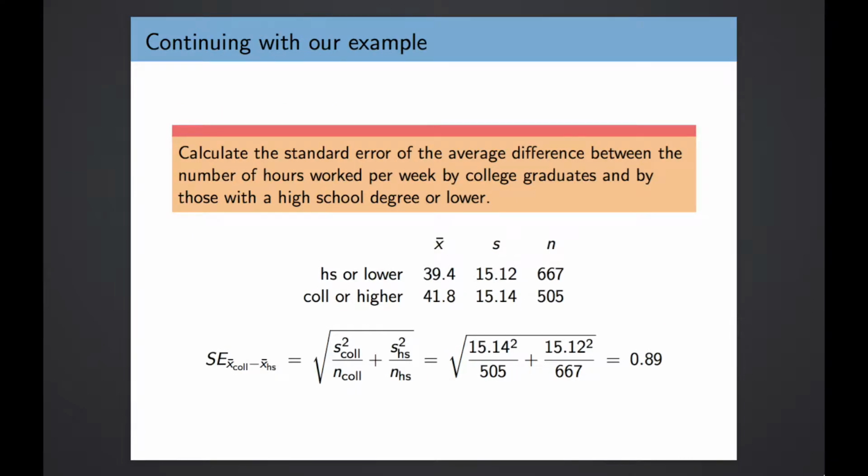So let's calculate that standard error using the data from the example that we've been working with. So our two groups are people with a high school degree or lower and people with a college degree or higher. We're going to take the standard deviation for the first group divided by the sample size for the first group, plus the standard deviation for the second group divided by the sample size for the second group, and take the square root of that entire quantity. So you can see how this is worked out. We take the standard deviations squared in the numerators of these terms and the sample sizes in the denominators of those terms, take the square root of the whole quantity, and we end up with the standard error for the difference in means for these groups of 0.89.